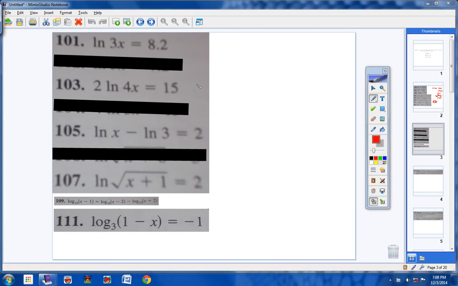Okay, now students, on 103, it looks like this too. Natural log of 4x equals 15. First of all, notice I have no logarithms over here. I have one logarithm over here. So the first thing I want to do is get this logarithm here all by itself. So I'm going to divide by 2, these cancel, and I'm left with natural log of 4x equals 15 over 2, or 7.5.